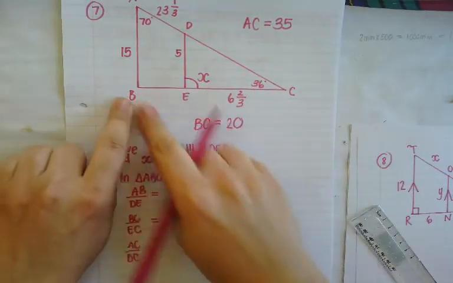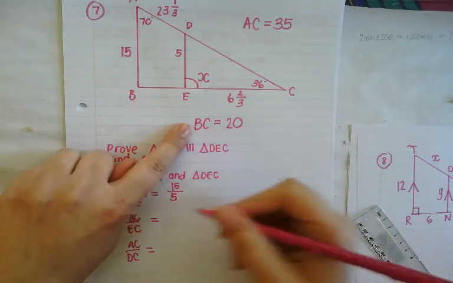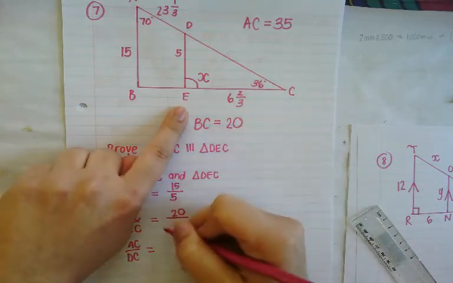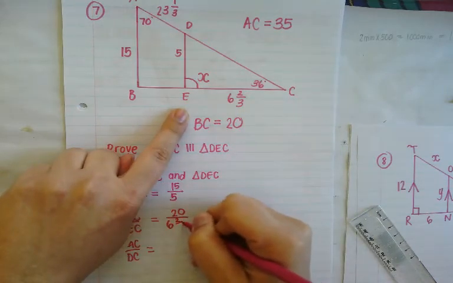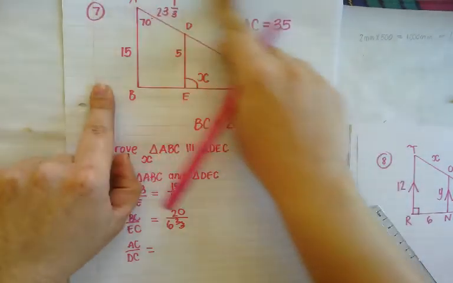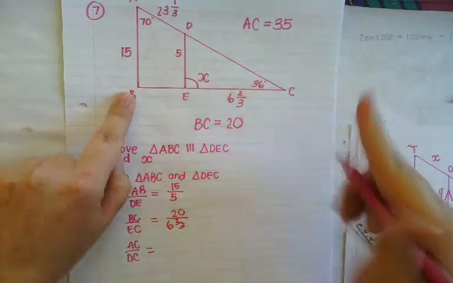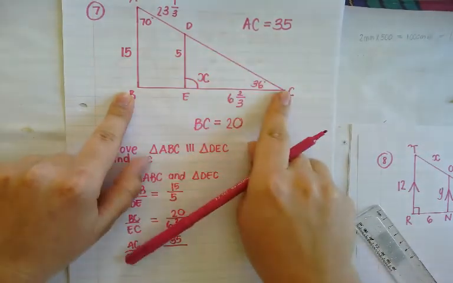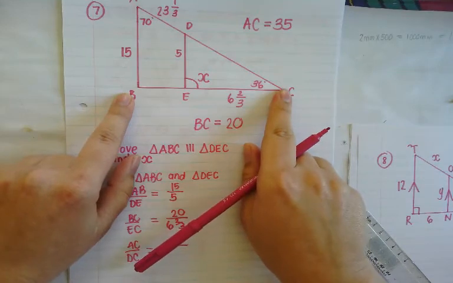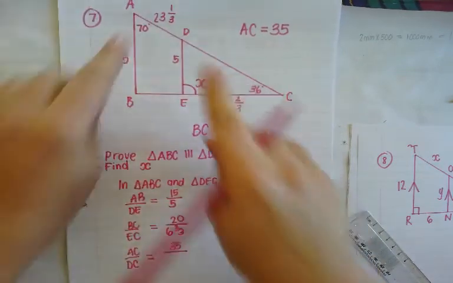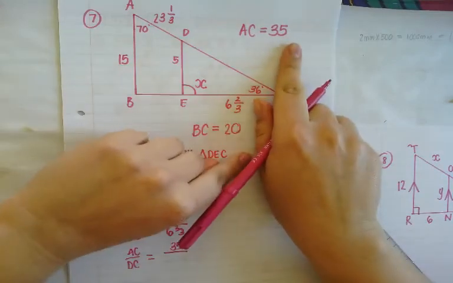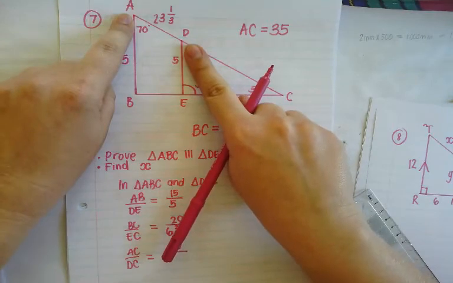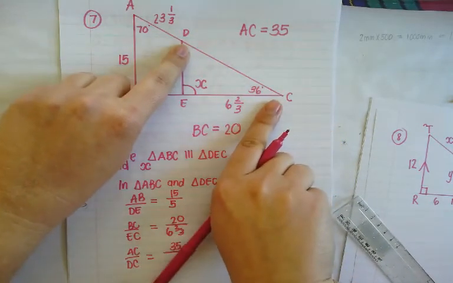BC is this entire length, which I tell you is 20. EC is the 6 2/3. AC is this entire length, and they tell me what it is, 35. And DC is a missing length, but we are able to calculate it because AD plus DC is equal to 35. I already know what AD is. So I use that to find DC.